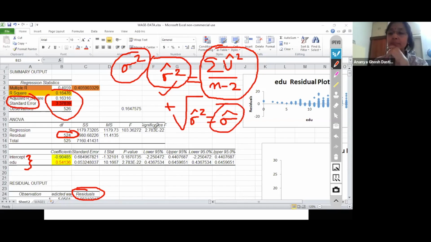Again, what is sigma hat? Sigma hat is nothing but an estimate of sigma. And what is sigma? Sigma is nothing but the unobserved standard deviation of the errors. So when it comes to sigma, it is standard deviation, but when it comes to sigma hat, it is standard error.